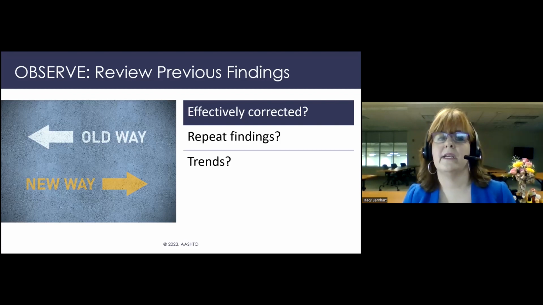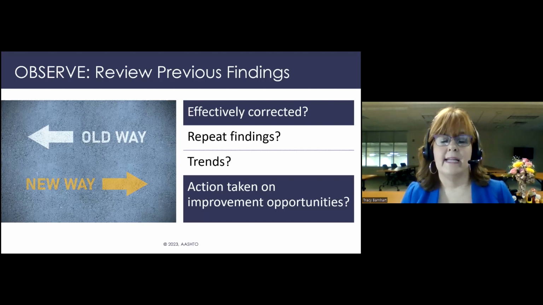You can also be looking for trends between audits. Maybe you're always getting nonconformities just related to equipment activities. That's something that you can kind of hone in on and see what's going on there. And if any improvement opportunities were identified on the previous internal audit report, has anything been done with those? How are they being tracked? Who's in charge of that? Or are they just kind of falling by the wayside?